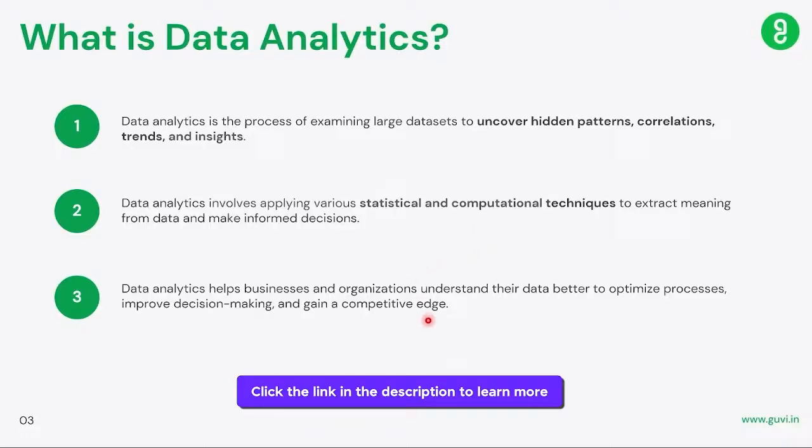The third important point is business optimization and decision making. Data analytics is instrumental in helping businesses and organizations optimize their operations and improve decision making processes. By analyzing data related to customer behavior, market trends, and operational performance, I'm going to optimize the process, improve decision making, and gain a competitive edge in the business.